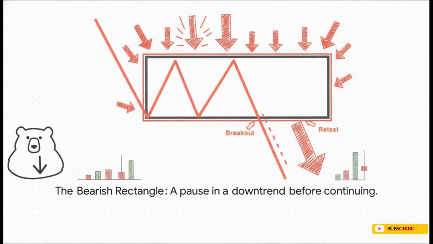So let's look at the bearish rectangle. The market's in a clear downtrend, but then it just stalls out and starts trading sideways, bouncing between a ceiling or resistance and a floor or support. This isn't a reversal. It's more like a consolidation. It's a standoff where sellers are kind of reloading for the next push down.